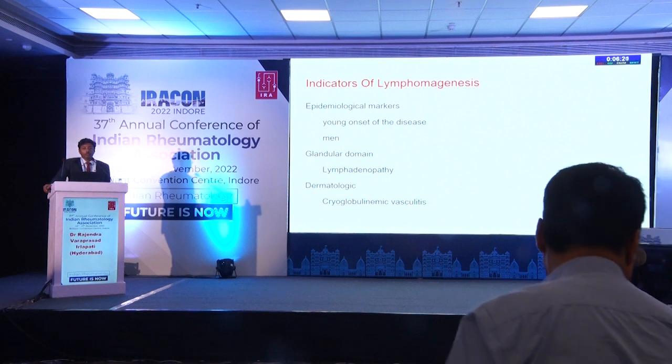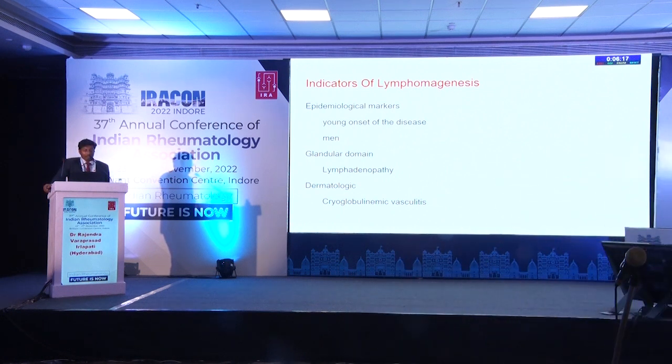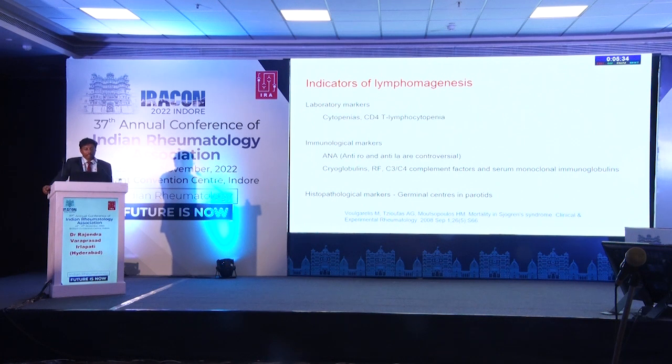So how to identify who is going into lymphomas? Various markers have been studied and proposed. What I am mentioning here are well-established risk factors. The epidemiological markers are young onset of the disease, where the patient will have a longer duration course of the disease and more systemic features, and males compared to females. In the ESSDAI domains, the glandular domain, a chronic persistent lymphadenopathy, or the dermatological domain, where there is a purpura-like rash, which is due to cryoglobulinemia, not the polyclonal gamma globulinemia. The laboratory markers are cytopenias and CD4 T lymphocytopenia; immunological markers, ANA, and it's not specifically anti-Ro and anti-La.